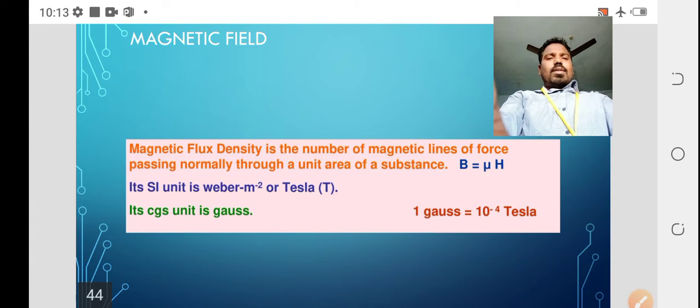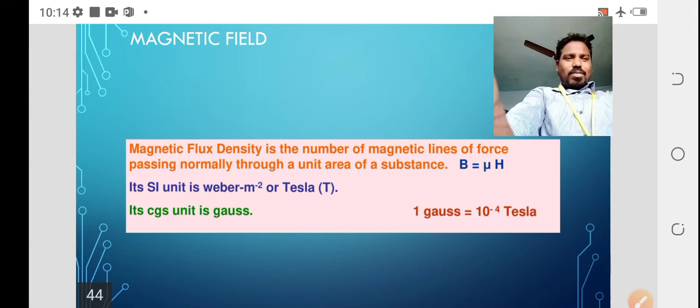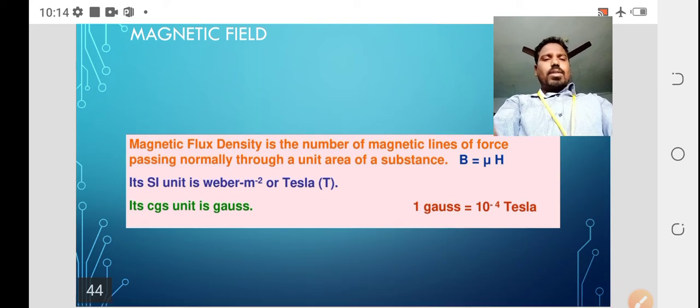Next, the magnetic field. The magnetic field or magnetic flux density is the number of magnetic lines of force passing normally through a unit area of the substance, given by B equal to mu H. The SI unit of magnetic flux density is weber per meter square, or Tesla. In CGS units it is gauss. One gauss is equal to 10 to the power of minus 4 Tesla.